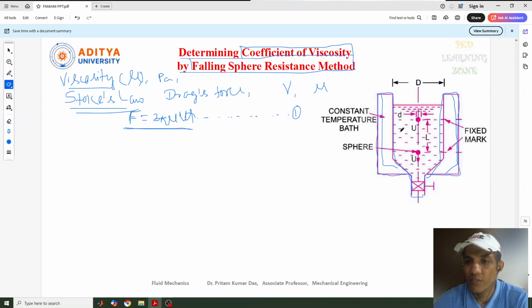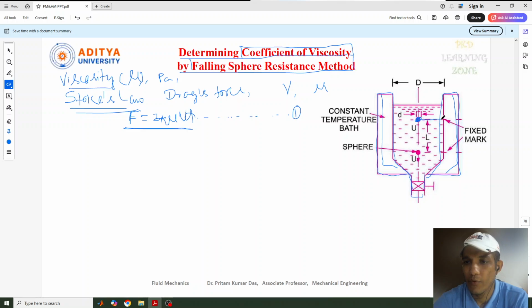This is the fluid present here, and let's drop a sphere into it. Initially the sphere will move with a high velocity, a high speed, and after that it will move slowly. When it starts moving slowly with a constant speed, from that point we need to consider. Suppose we have dropped the sphere at this point, and at the start we have seen that it is moving very fast, and at some point it will move with a constant speed. From that point we need to pick it.